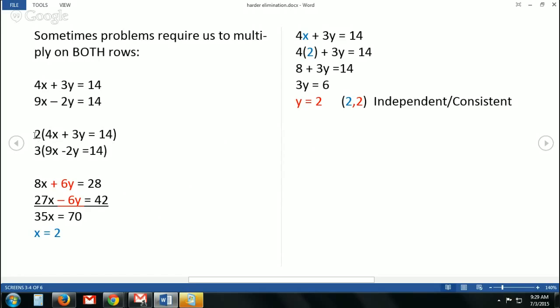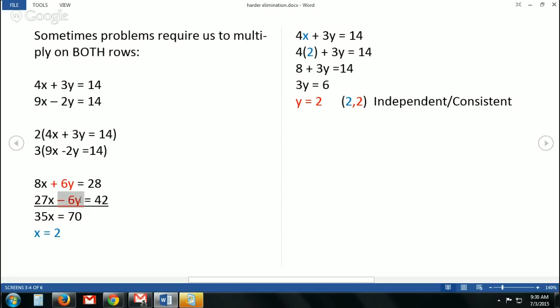So looking at the top one, 2 times everybody there, 2 times 4x makes 8x, 2 times 3y makes 6y, and 2 times 14 makes 28. Same thing for the bottom row, 3 times everybody here, 3 times 9x gives me 27x, 3 times minus 2y gives me minus 6y, and then 3 times 14, that's going to be 42. Now we have created our opposites.